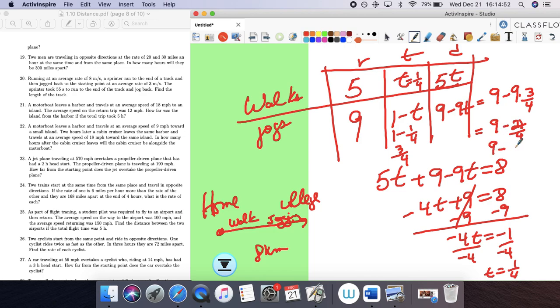So that's 9 and 6 and 3/4, which leaves us with 2 and 1/4. So that much distance is spent jogging. Let me just double check. 35. Yep, that's correct. Okay.